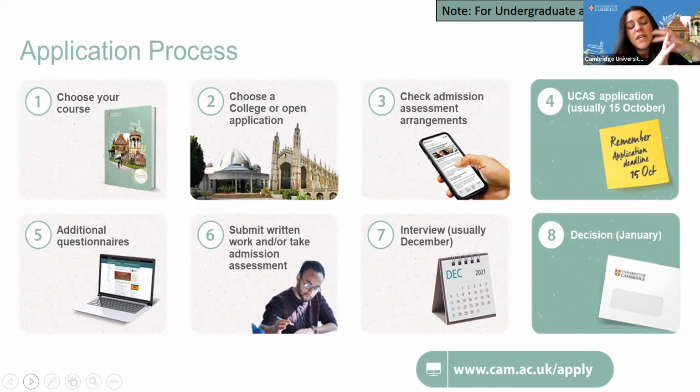So first of all, the first thing you need to do when you start thinking about not just applying to the University of Cambridge, but generally applying to a UK university, you need to choose your program, and you can only choose one program at the University of Cambridge.